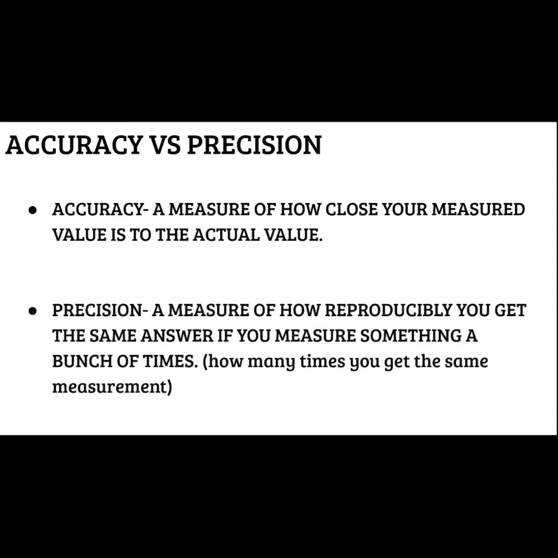Precision is a measure of how reproducibly you get the same answer if you measure something a bunch of times. So it's how often you hit the same target or the same spot that you've been hitting.